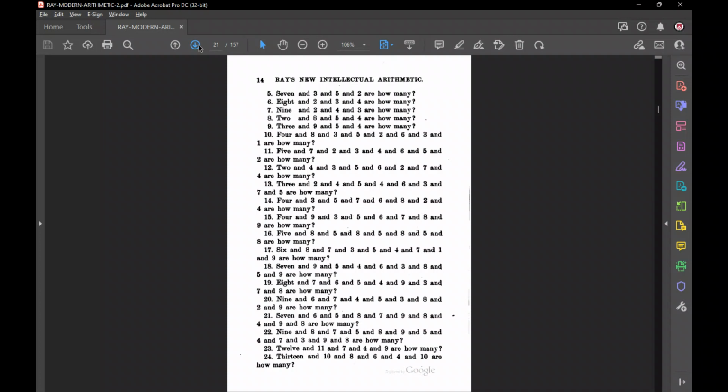Let's try one more. Number 9. 3 and 9 and 5 and 4 are how many? 3 and 9 are 12, and 5 more are 17, and 4 more are 21. Good. Okay. 3 and 9 are 12, and 5 are 17, and 4 are 21.